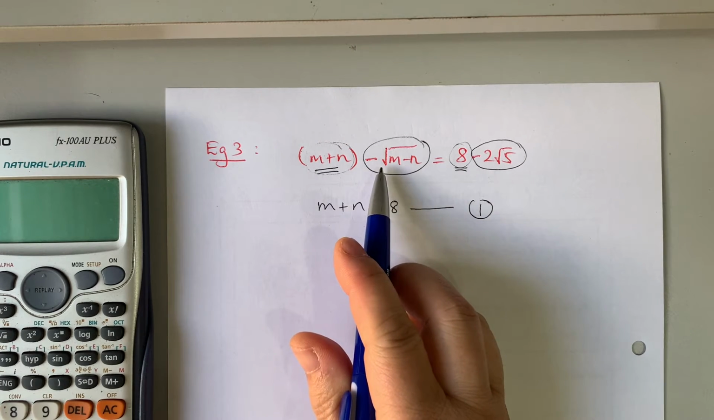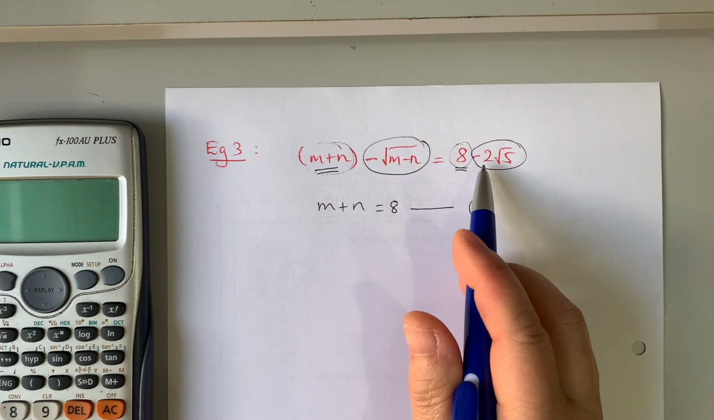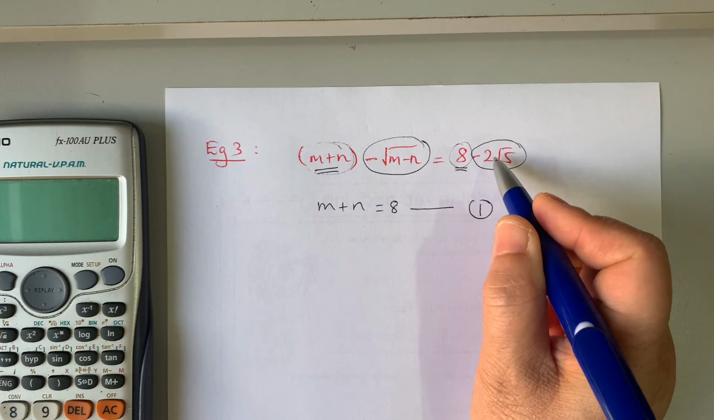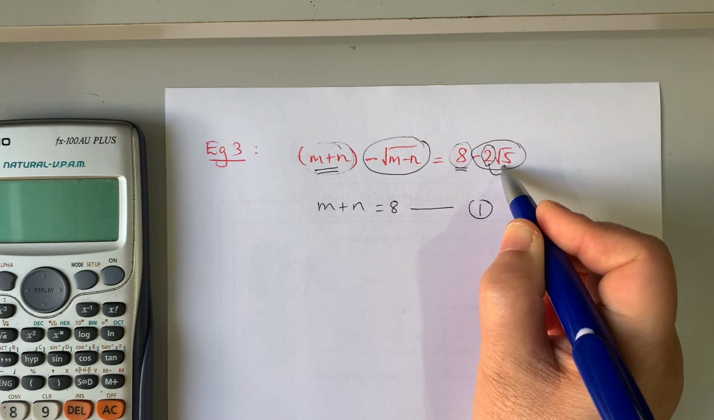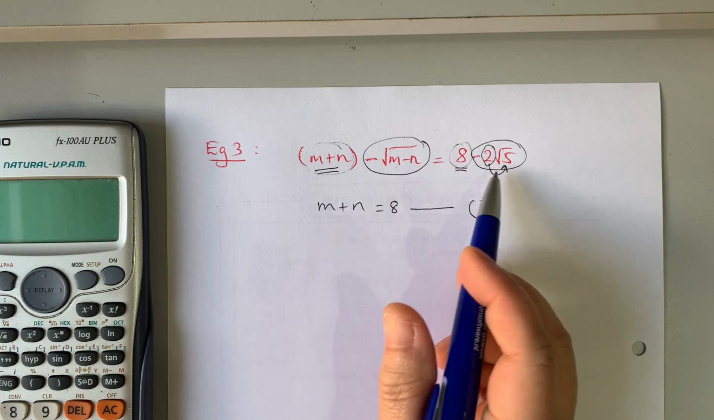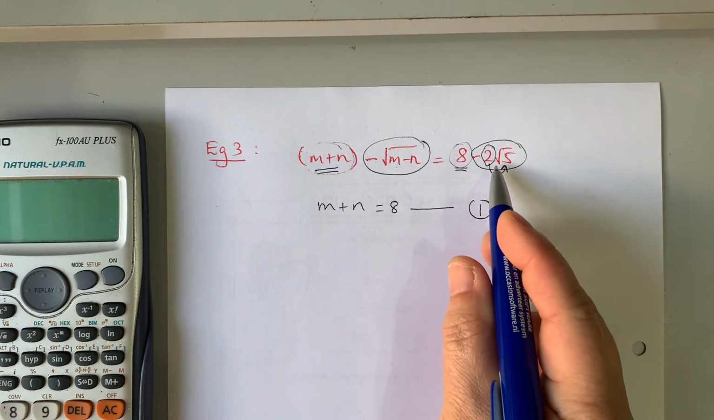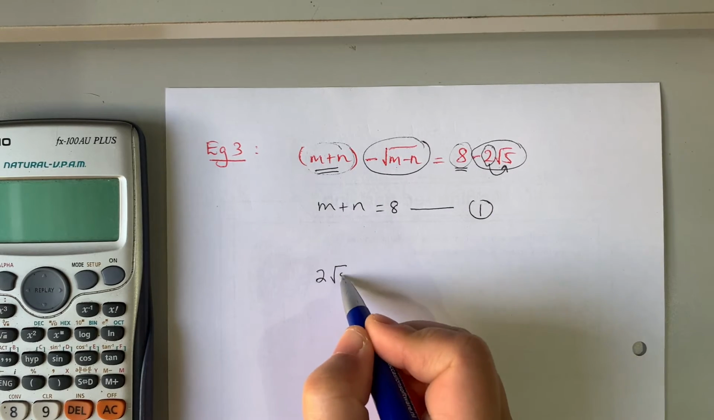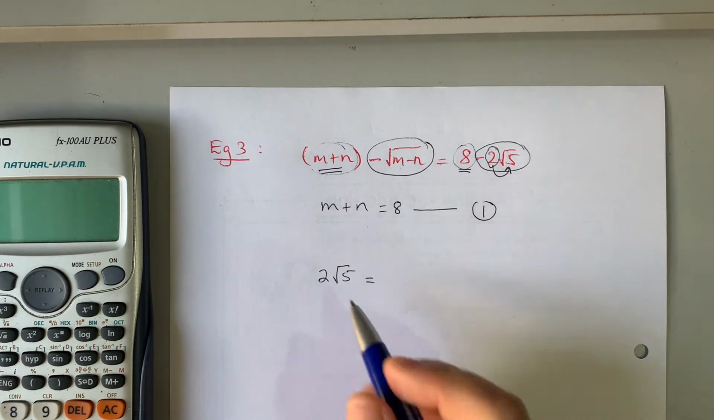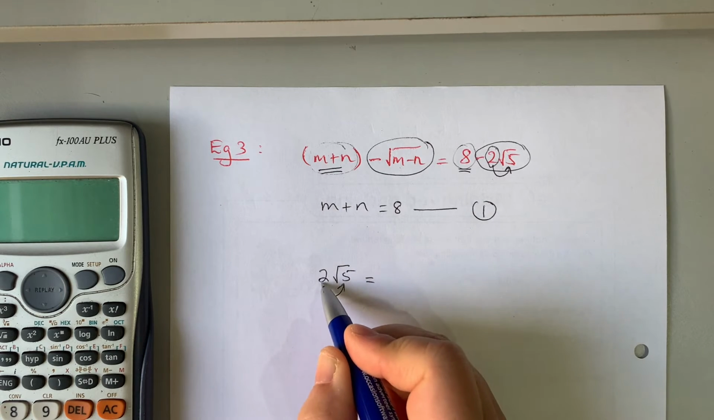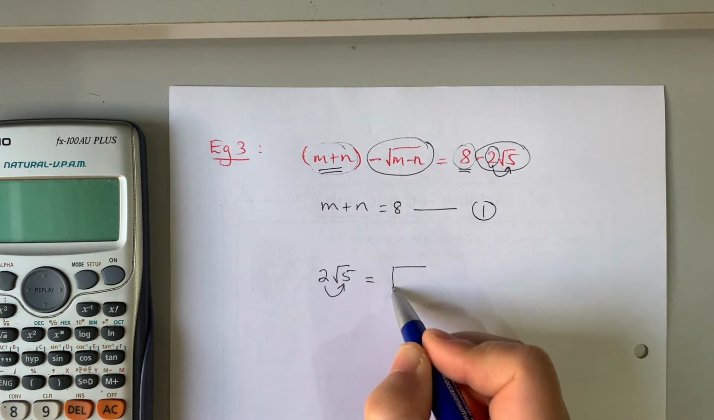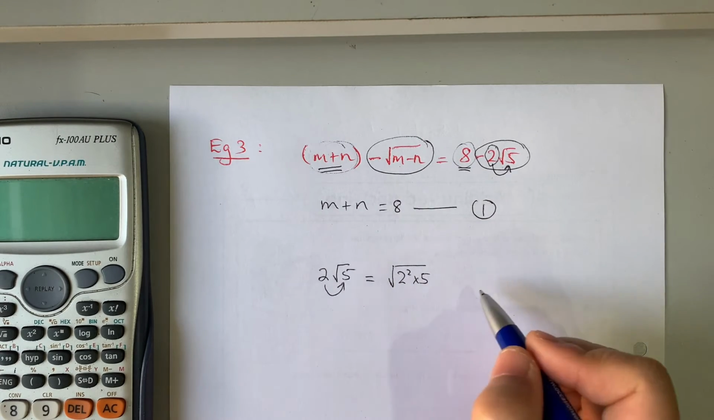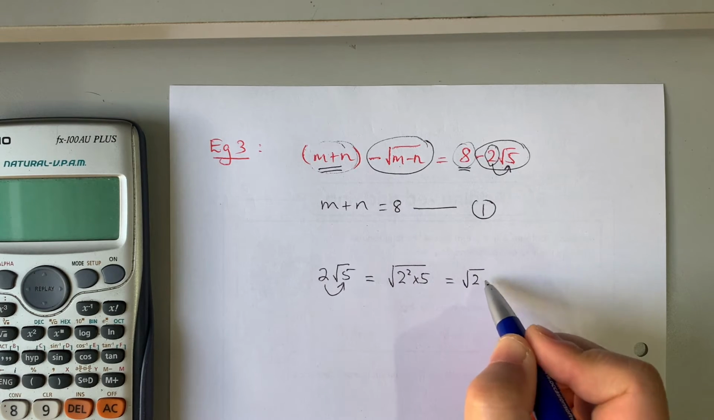And that minus root m minus n has to be equal to minus 2 root 5. So again, we're going to have to put that number inside the square root to make it in exactly the same format. So let's just do that bit first. Let's put 2 root 5 as an entire surd. That's what it's called. Square the 2 and times it by the 5. 2 squared times 5. So 4 times 5, which will give me 20. So that's root 20.